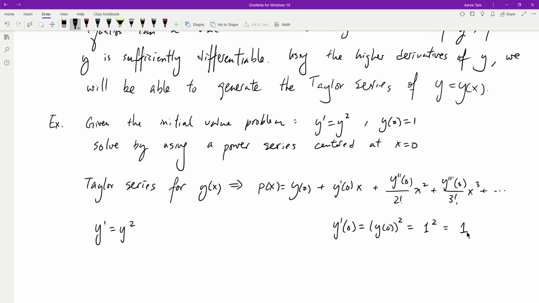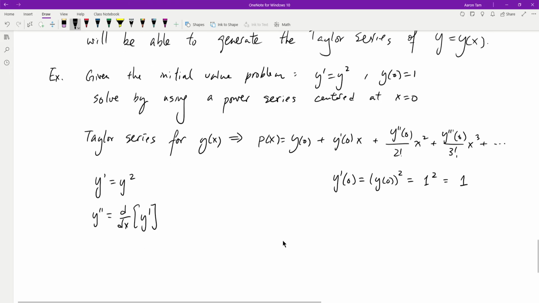Now let's try to figure out what to do with y double prime. Well, pretty simple. Y double prime would basically mean the derivative with respect to x of y prime. And so when I differentiate y prime, since y prime is y squared, that's the same thing as differentiating y squared.